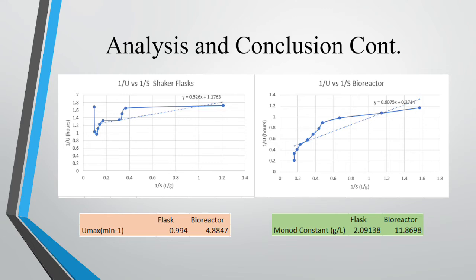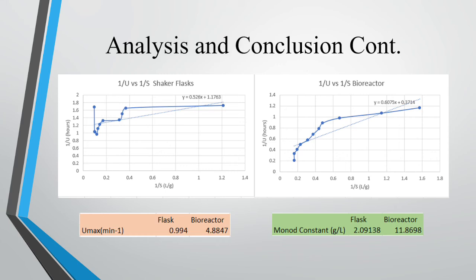The Monod constant was determined by multiplying the slope of an inverse growth parameter versus inverse substrate concentration graph by the initial substrate concentration and the maximum growth rate parameter. The bioreactor had a higher maximum growth rate parameter. This was expected as the bioreactor had more available oxygen as it was continuously dissolved. Additionally, the benchtop shakers underwent changes in temperatures and shaking when the flasks were sampled.